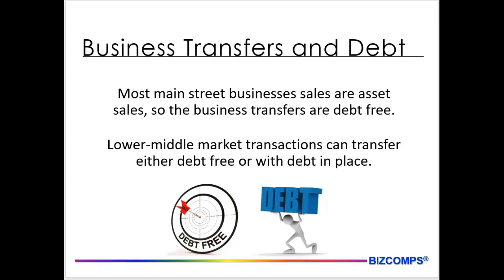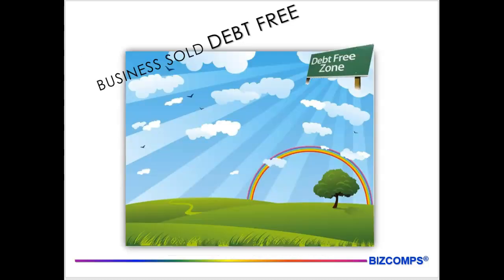However, with lower middle market transactions, it can transfer either debt-free or with debt in place on some stock sales. So with BIZCOMPS, businesses are sold debt-free. That happens with some stock sale transactions as well. But all of the businesses transferred in BIZCOMPS are asset sale transactions sold debt-free, and inventory has also been removed, which we'll talk about later.